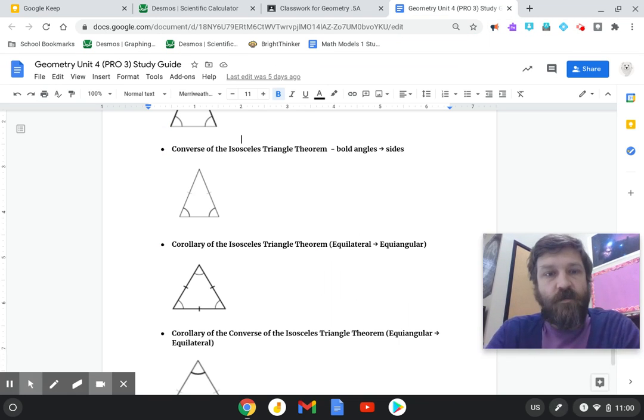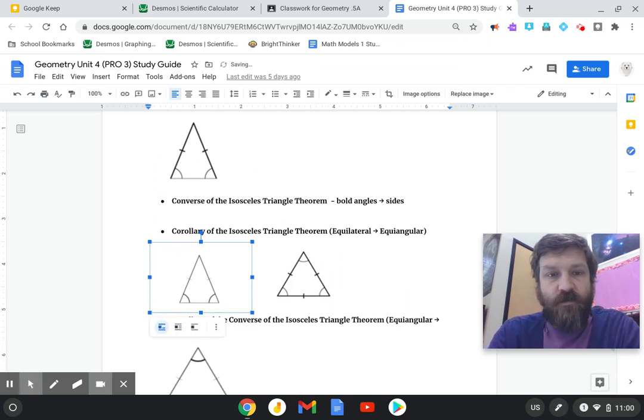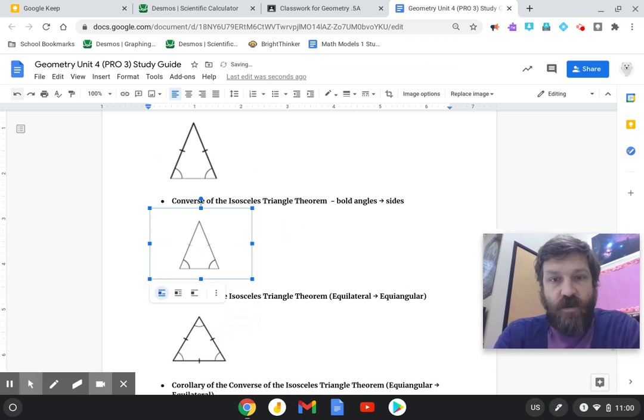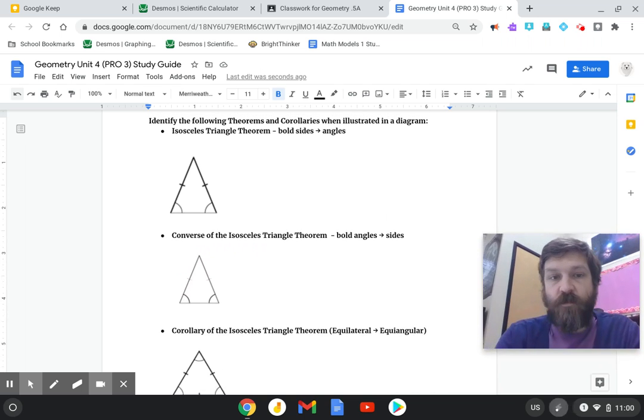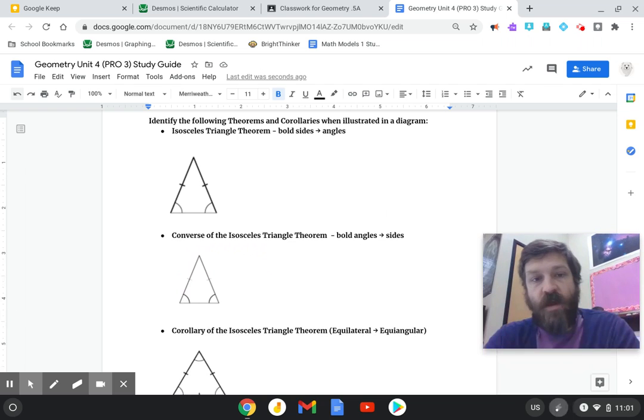So then we have the converse of the isosceles triangle theorem, which says that if the angles are the same, then the sides are also congruent. So again, it's saying that when you have congruent angles, they tell you that the sides are congruent. So it's the converse, because with converse, it's the opposite. So if isosceles triangle theorem says that congruent sides give us congruent angles, then the converse will say congruent angles give us congruent sides. So I've written that here as well.